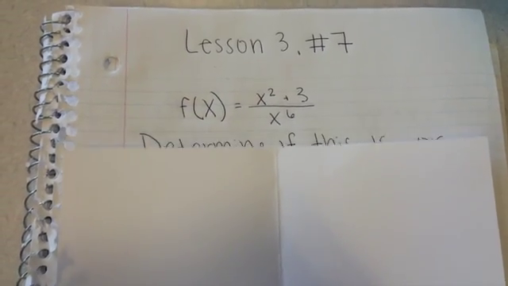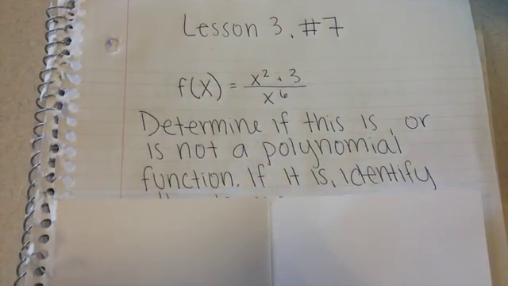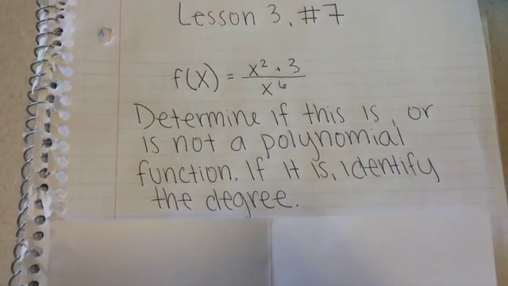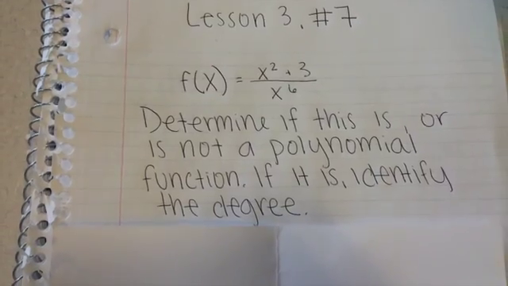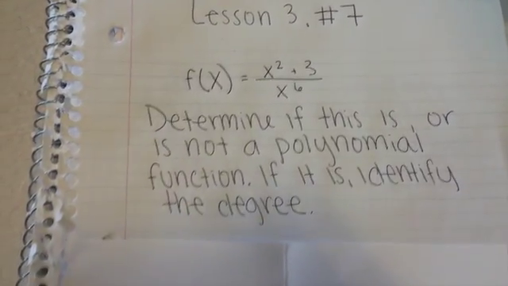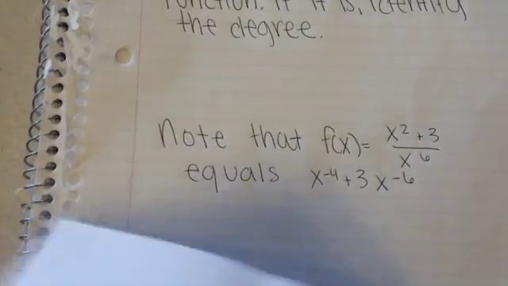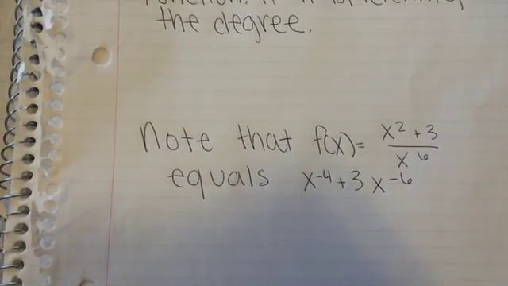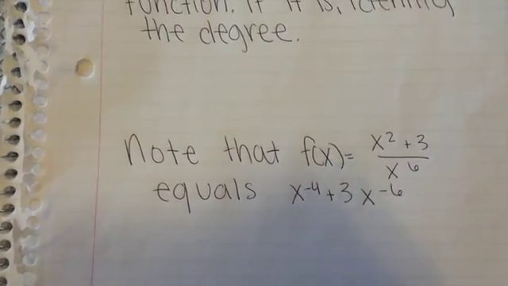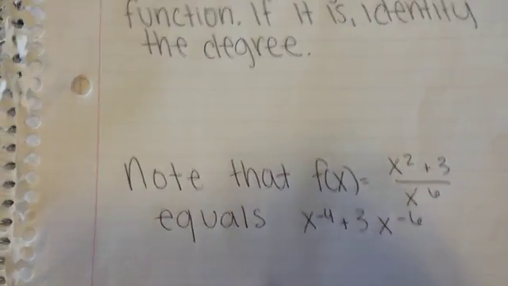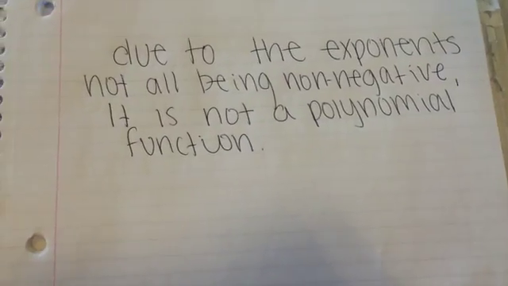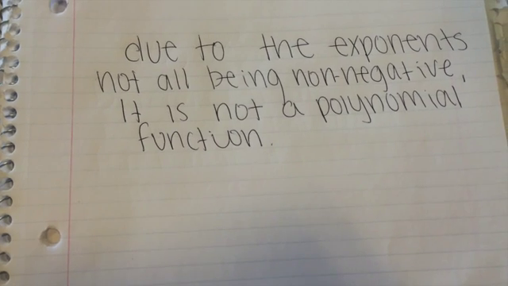Lesson 3, number 7. Determine if this is or is not a polynomial function, and if it is, identify the degree. F of x equals x squared plus 3 divided by x to the 6th power. Note that f of x actually equals x to the -4th power plus 3x to the -6th power. Due to the exponents not being all non-negative, it is not a polynomial function.